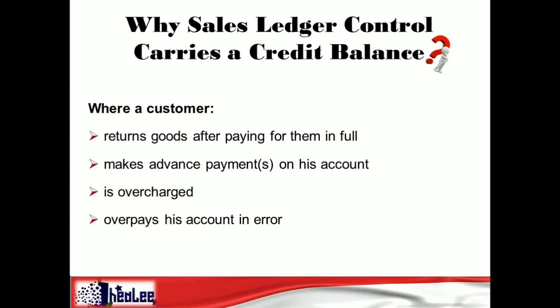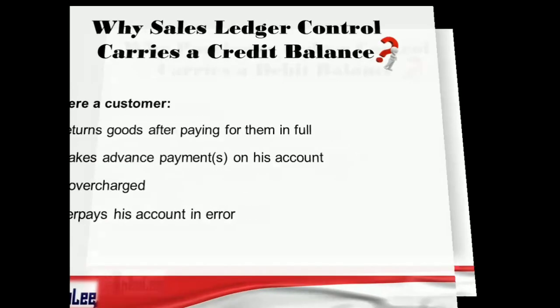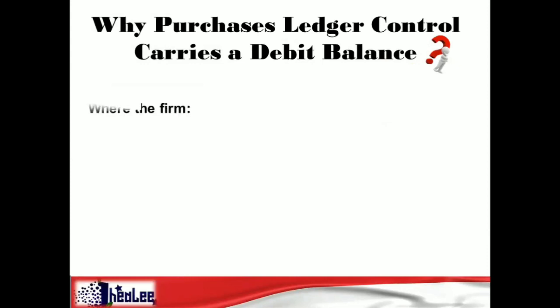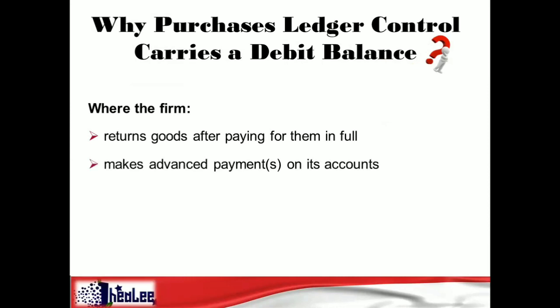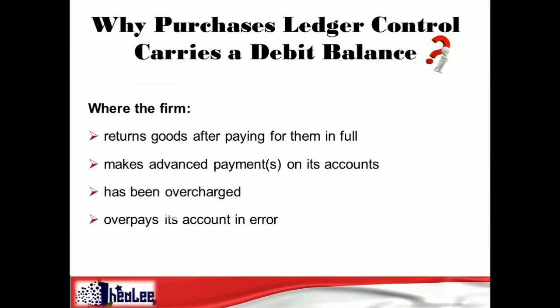Now, for the purchases, we're looking at where the firm. So for the purchases, it would carry a debit balance if the firm returns goods after paying for them in full, if the firm makes advance payments on its account, where the firm has been overcharged. And the final one is where the firm overpays its account in error. So those are the reasons your purchases ledger control may carry a debit balance. And of course, from time to time, they tend to ask these questions in exams.